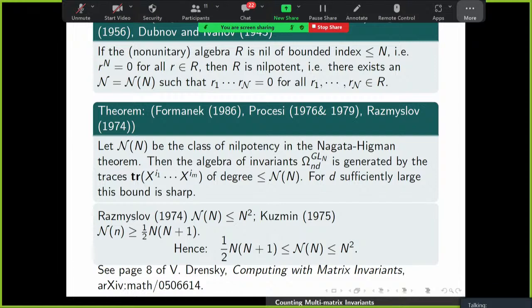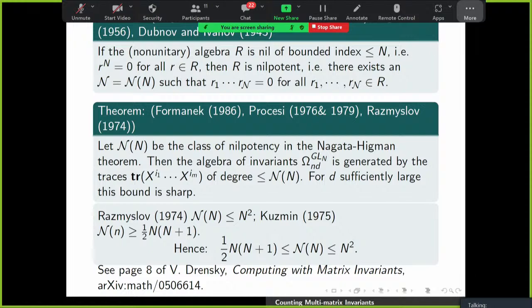It tells us that there's a longest trace that we need to consider. And it also tells us that the invariants are the traces of strings of matrices, and that there is a longest one, and the longest one is given by N of n. What's known as well is that N of n is greater than n times (n plus 1) over 2 and less than n squared. So that's the longest string of invariants, but it still doesn't tell us how many invariants there are.